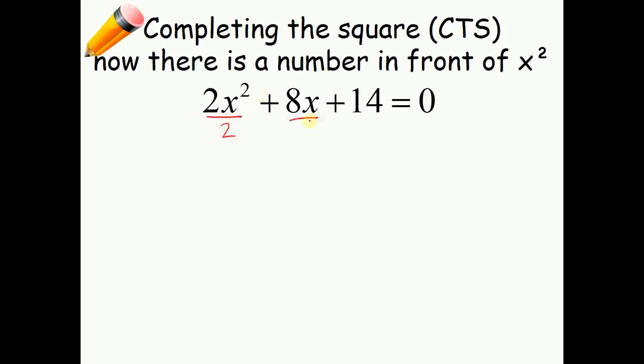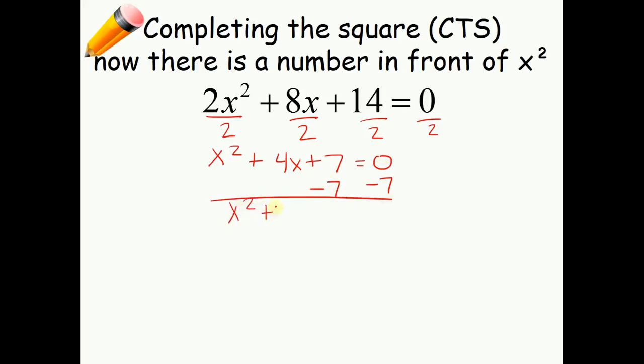So we're going to divide everything by 2. Divide that 2 away. And we're left with x squared plus 4x plus 7 equals 0. That is now able to be used by completing the square. You can't complete the square if your a isn't 1. Okay? Let's subtract 7 from both sides. So I'm going to get x squared plus 4x plus blank equals negative 7 plus blank.